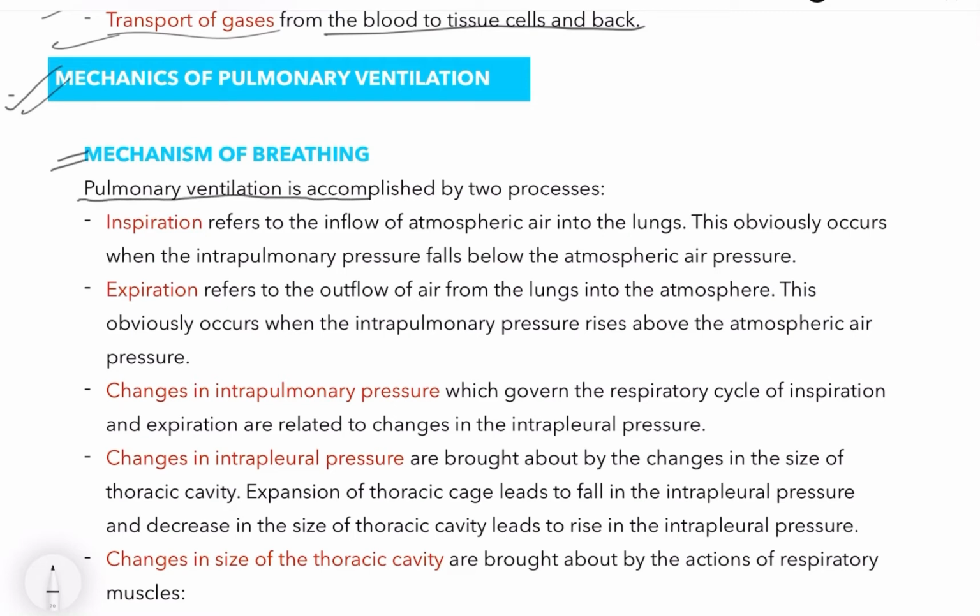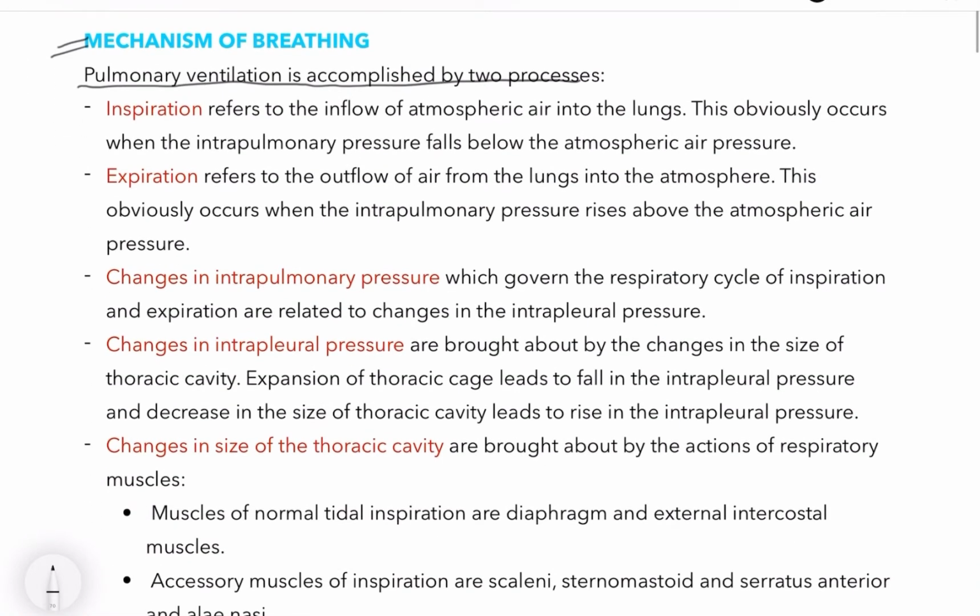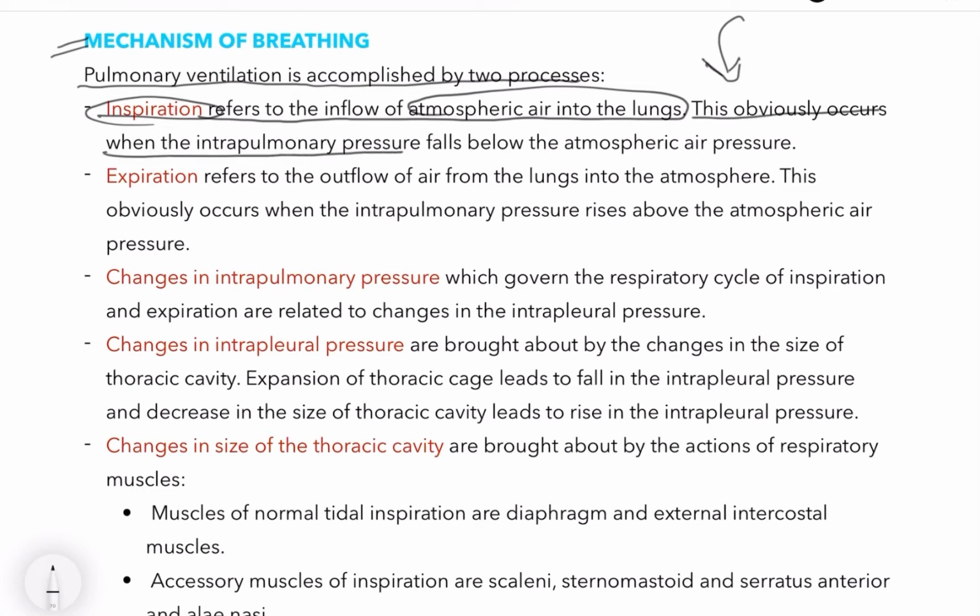Pulmonary ventilation is accomplished by two processes. First is inspiration, that is inflow of atmospheric air into lungs, that is entry of air into lungs. This obviously occurs when the intrapulmonary pressure falls below the atmospheric air pressure, means when the atmospheric air pressure, AAP, is greater than the intrapulmonary pressure. Getting? It will be like this.